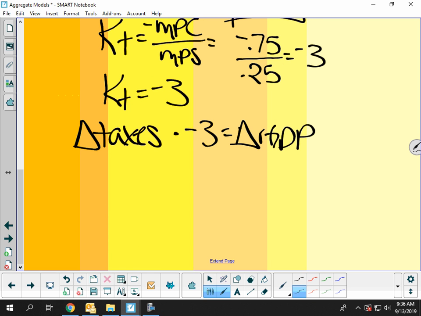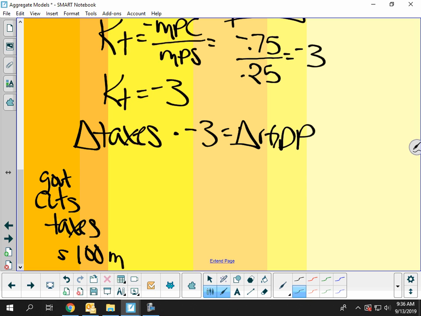So here's our example. Let's say the government cuts taxes by $100 million. Cutting taxes means you're lowering taxes, you're getting rid of them. So that cutting is going to be negative, like subtracting taxes. If I say raises taxes, then it'd be a plus. But times negative 3, negative times negative is positive 300. That means GDP is actually going to go up by $300 million in this case.